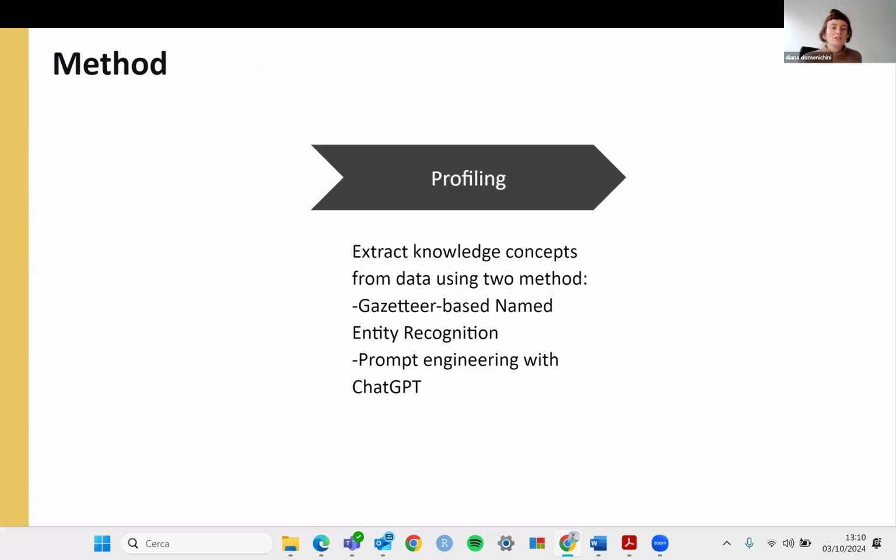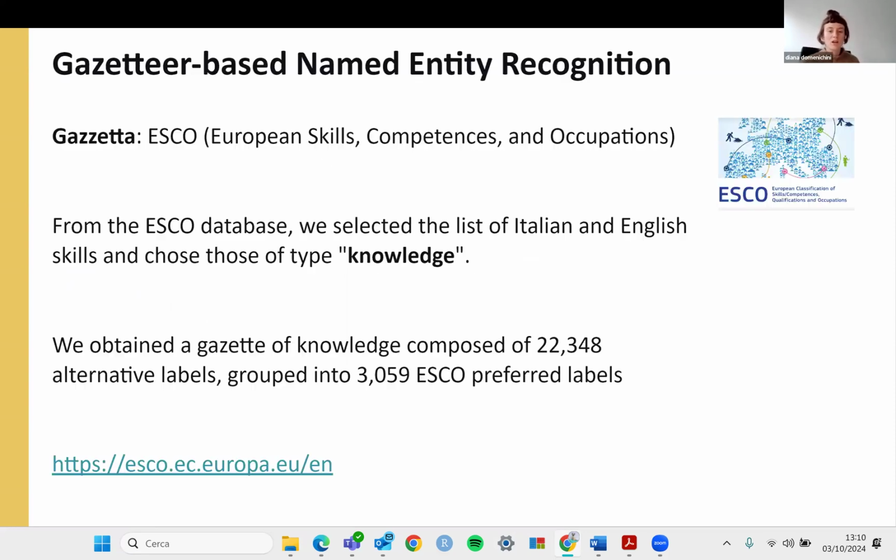Once we have decided the data set, we will extract the concepts using these two methods. The first method is gazetteer-based named entity recognition. We use as a gazetteer ESCO, the European Skills, Competences, and Occupations, a collection of European skills, competences, and occupations. From this one, we selected the list of Italian and English skills that are of type knowledge.